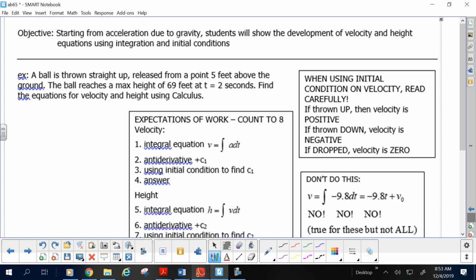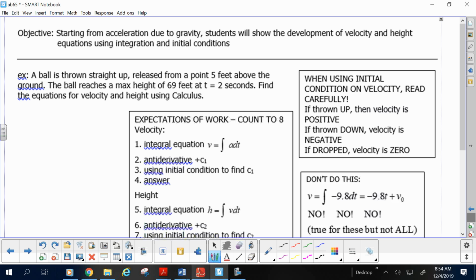Calculus of physics. So a ball is thrown straight up from a point 5 feet above the ground. The ball reaches a max height of 69 feet at time 2 seconds. Find the equations for velocity and height using calculus. When I go to grade these, and I will be grading for your work, not just the answer, I will be looking to see, is this kid just thinking he's in physics class and giving me the memorized formula, negative 1/2 g t squared plus v initial t? That's not calculus. That's a physics memorized equation. Calculus is where that comes from.